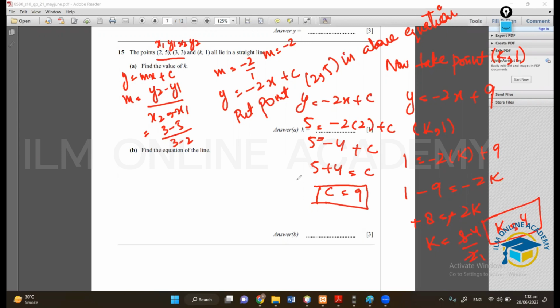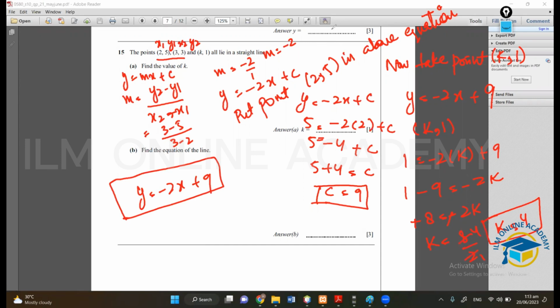Okay, so that is the answer, which is k equals 4, and the standard equation of the line is what? y equals minus 2x plus 9. This is the standard equation of this question, of this part, and the value of k is 4.